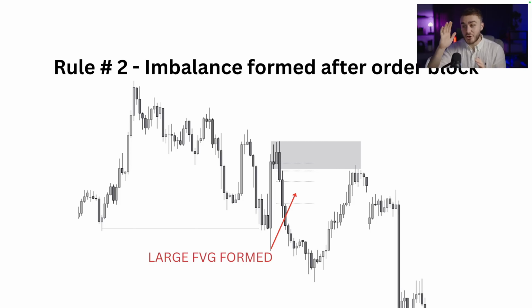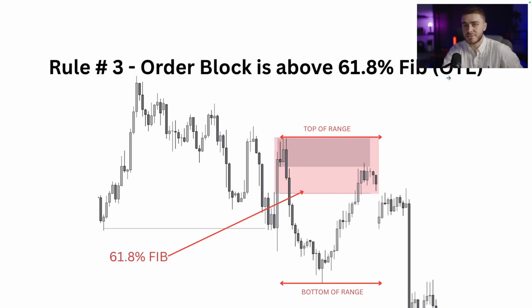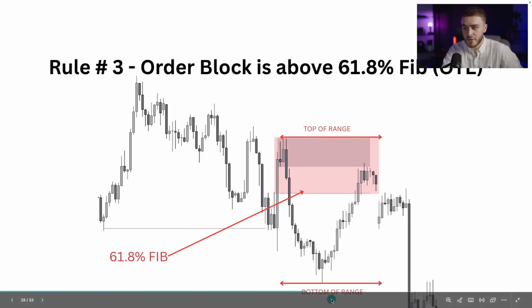Rule number 3. The order block has to be above the 61.8% fib retracement. Now, this is also better known as the OTE, the optimum trade entry in ICT terms. Really and truly what it is, you've got your most recent range. We've got the high, we've got the low. Price eventually pulls back into greater than 61.8% fib retracement. And that's all you need to know.